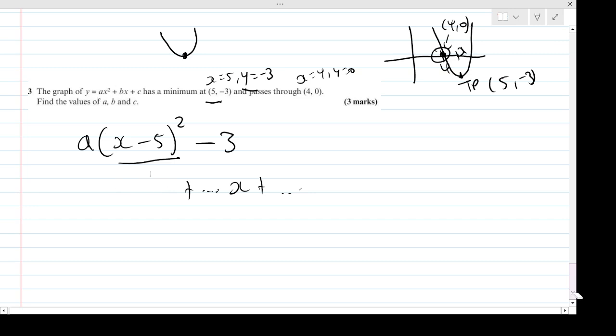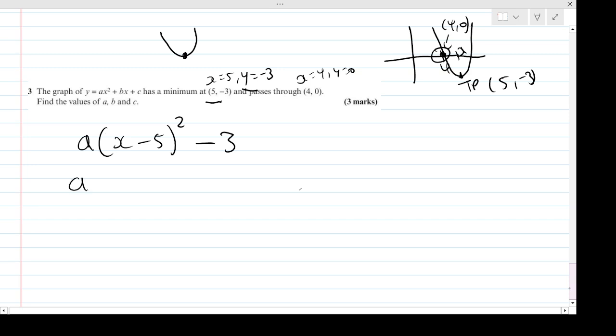So having a lots of x minus 5 squared. Remember that doesn't change anything because if the bracket's 0, x is still 5, but then a times 0 is still 0. And so therefore the y value will still be minus 3. Anyway, so that's completing the square. And actually, we can expand that now, can't we?